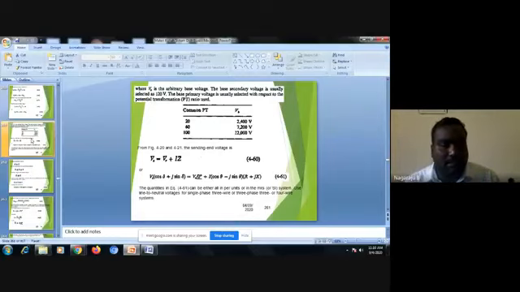So the sending end voltage is equal to the receiving end voltage plus IZ. With respect to that, Vs bar is equal to Vr bar plus I bar Z bar.